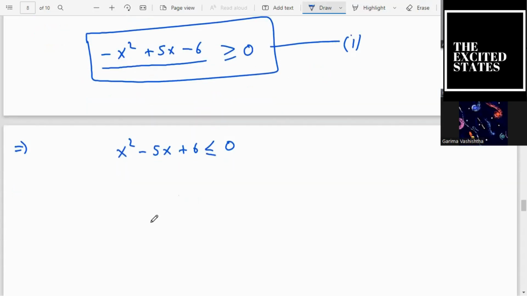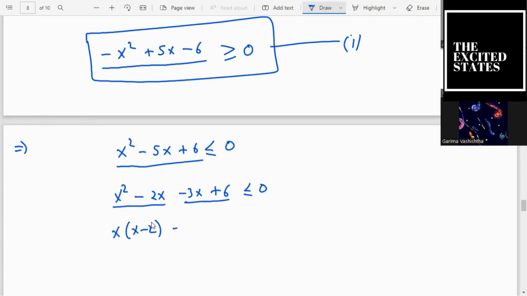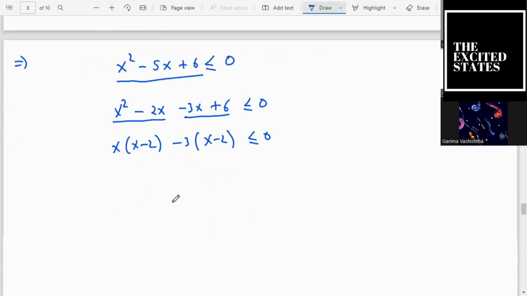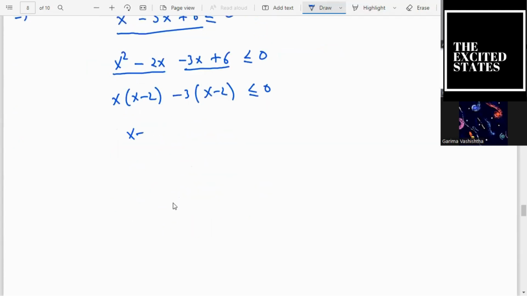Now our purpose is to find the solution set for this inequality: x square minus 5x plus 6 is less than or equal to 0. That means I can factorize it. x square minus 2x minus 3x plus 6 is less than or equal to 0. I will take common from these two brackets. So x times (x minus 2) minus 3 times (x minus 2) is less than or equal to 0. That means (x minus 2) and (x minus 3) will be less than or equal to 0.